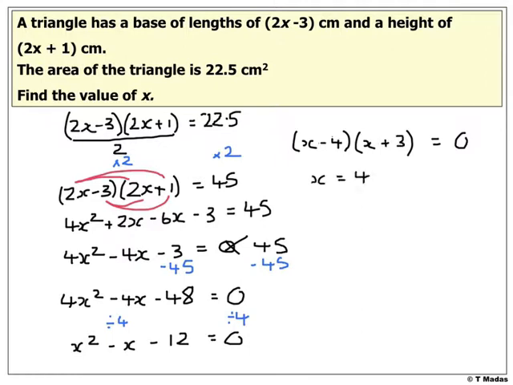So if the question then said go on to find the length of the base, well, that'll just be 2 lots of 4 is 8, take away 3 is 5, and 2 lots of 4 is 8 plus 1 is 9. And then I can check that that gives me the correct area, which it will do.